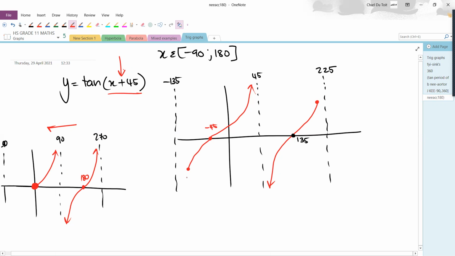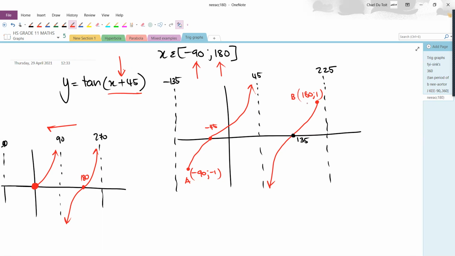I can get those coordinates, let's say A and B, if I want to, by just putting negative 90 into the equation and plus 180 in the equation. So I'm going to type that in. I can type in tan of negative 90 plus 45. I'm probably going to get negative 1, yes. Negative 90 and negative 1. And then I'm going to type in 180 plus 45. Then I get 1. So there's my graph. You can also do it on the calculator. So you can test that if you want to.